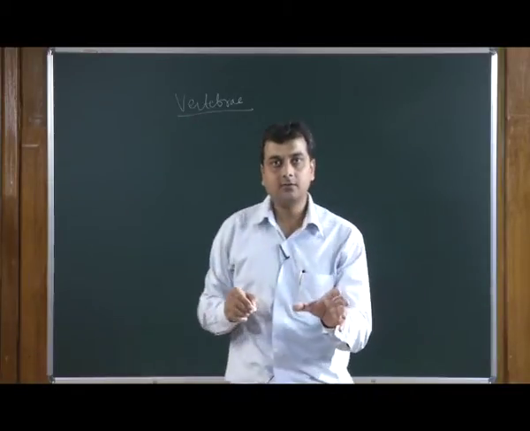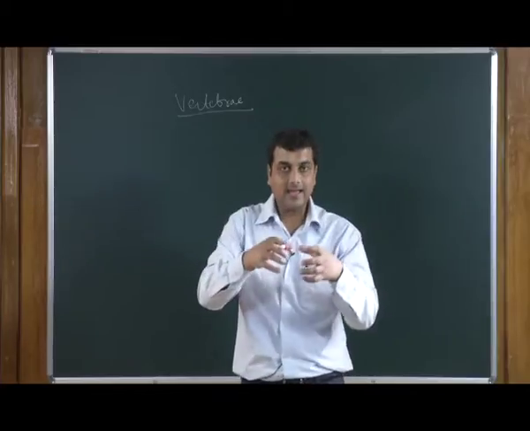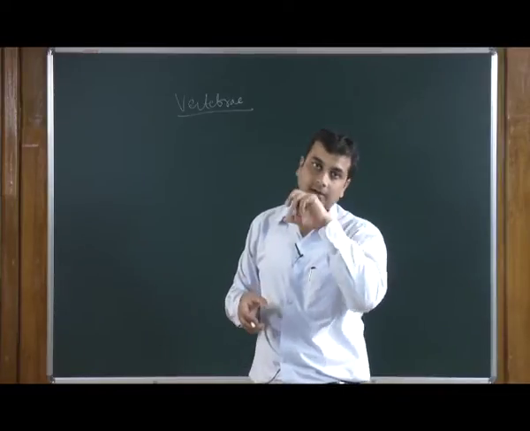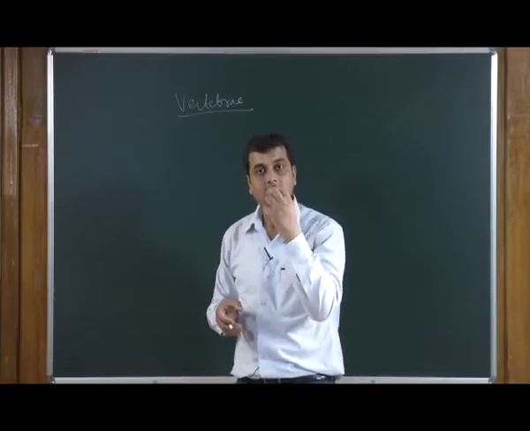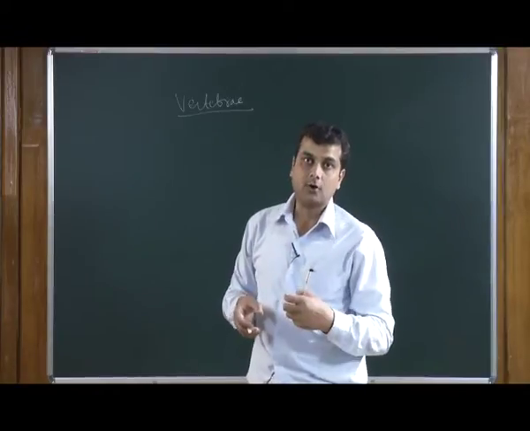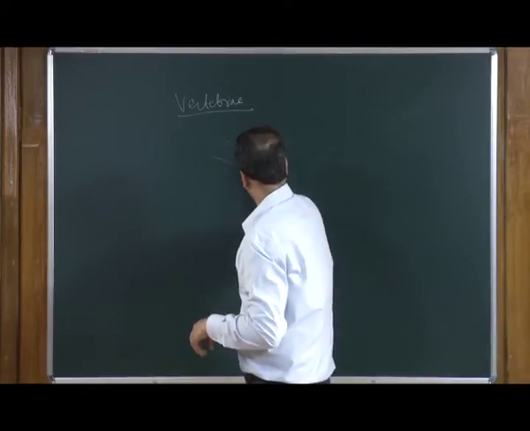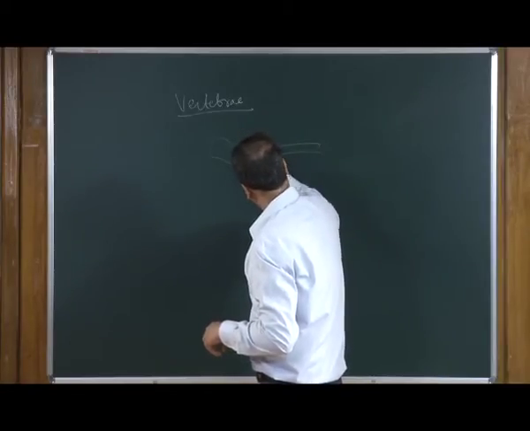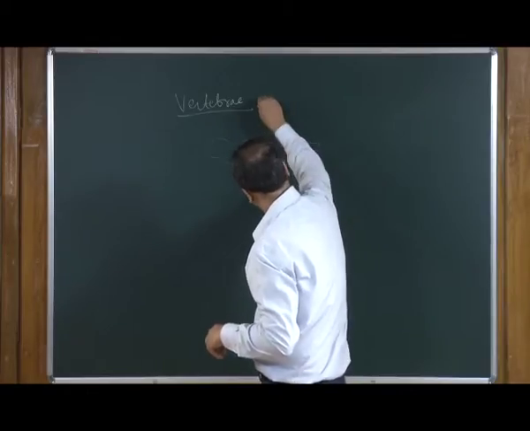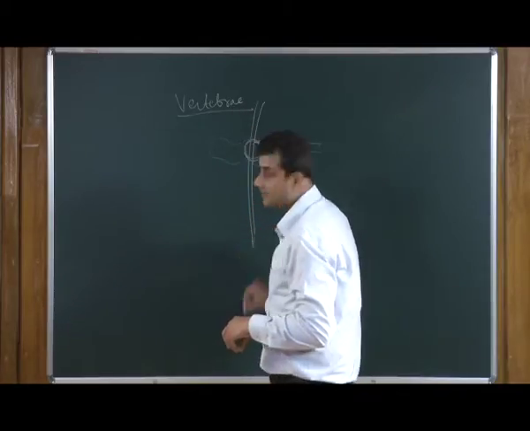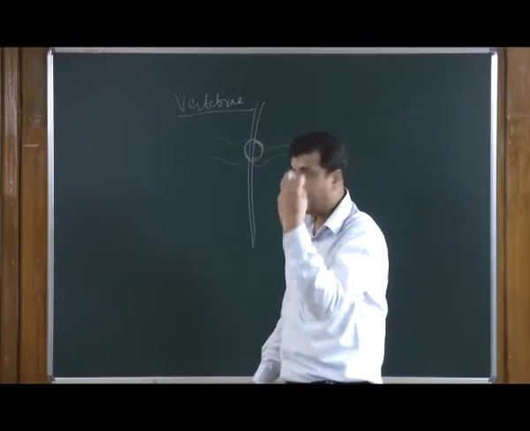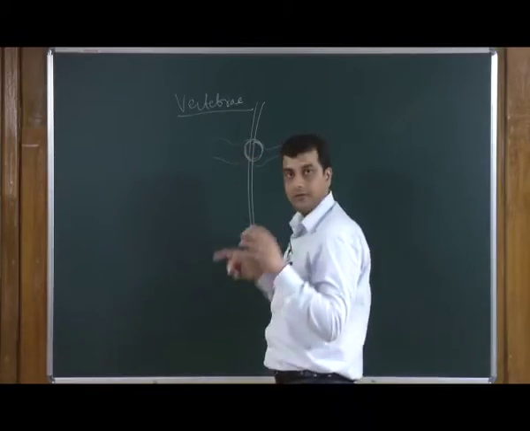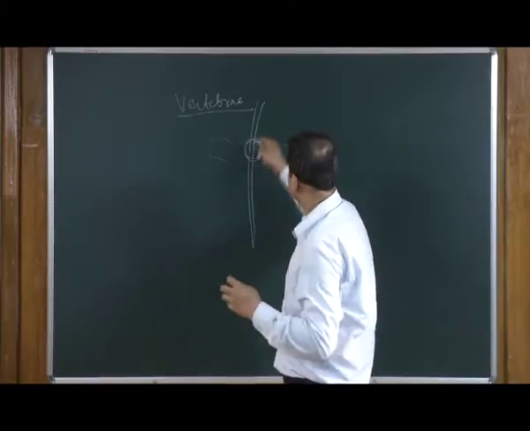Now, the importance of this vertebral column lies in the fact that the center of the vertebral column is hollow, and this hollow column gives access to our spinal cord. Suppose this is roughly one vertebra. This is the area in the center, and this central area gives passage to the spinal cord. The whole spinal cord passes through this central cavity, and this region is very important because it gives protection to the spinal cord.